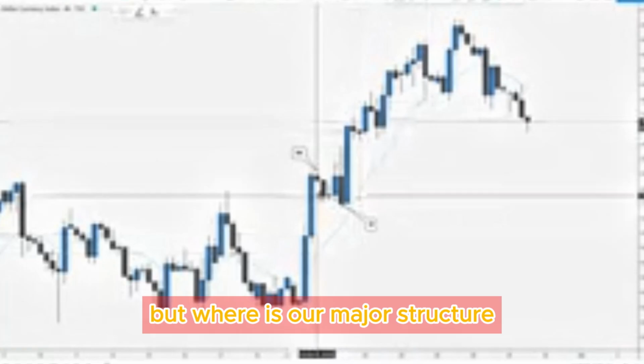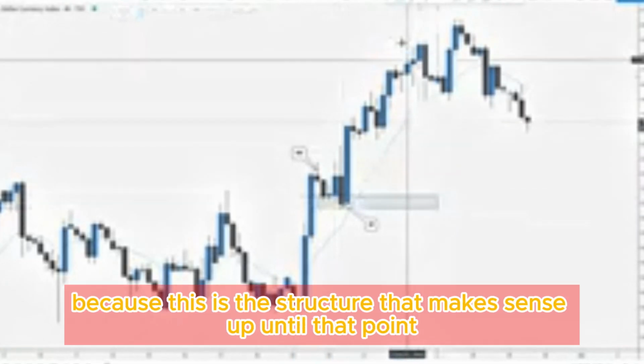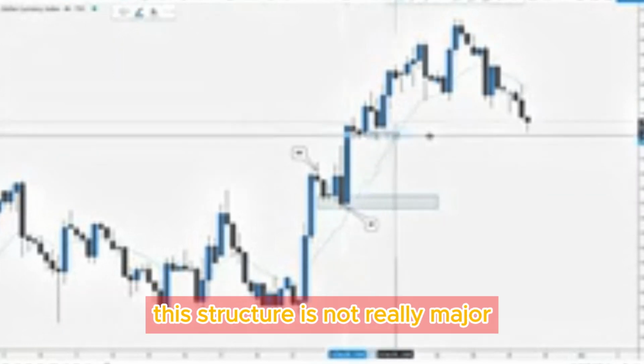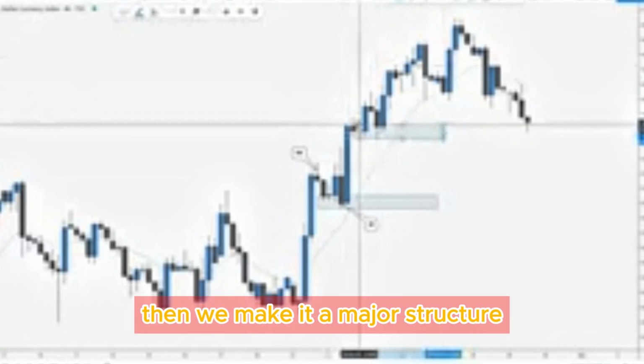But where is our major structure? It's exactly right here. And why? Because this is the structure that makes sense. Up until that point, this structure is not really major. But after the market pulls away, then we make it a major structure.